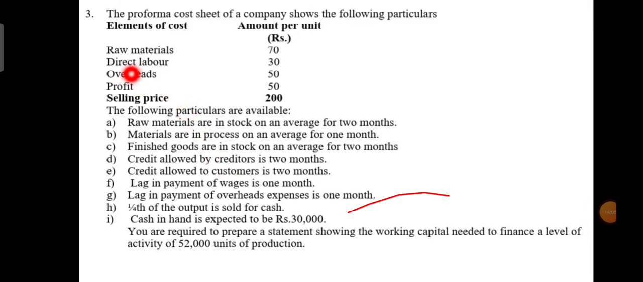Next, wages. Cost of wages, that is direct labor, is 30. So 52,000 into 30 into 1/12, as the process is for 1 month, and we are assuming direct labor is used only 50% when the materials are in process. So 52,000 into 30 into 1/12 and 50%. This is the assumption. So total 65,000 is wages. Next, overheads: 52,000, overhead is 50 rupees, for 1 month, into 50%. We are assuming 50% of expenses are incurred when the work is in progress. So 1,08,330.